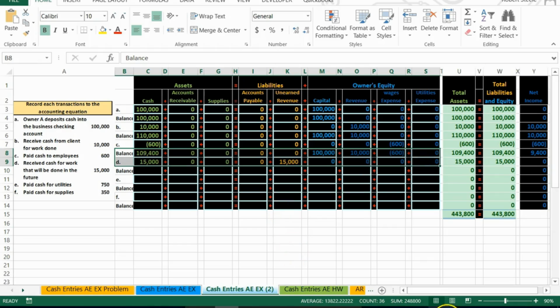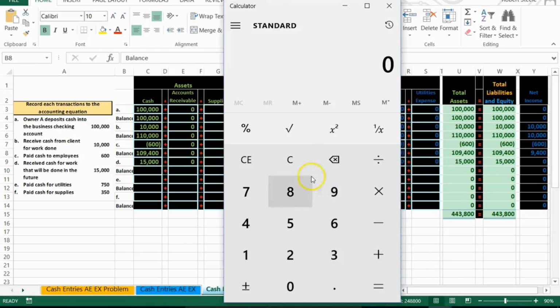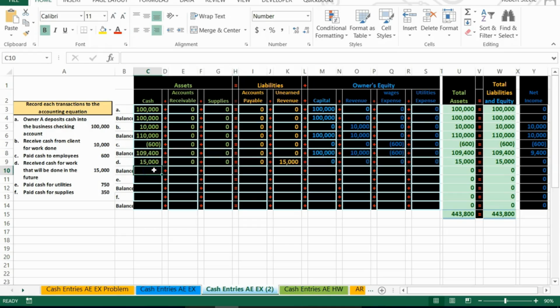Therefore, we're going to add those two up. If we were going to look at that in the calculator, of course, it would be the 109.4 plus the 15. We should get the 124.4. We're going to do that with a formula. So we're in cell C10. We're going to say this equals what's in cell C8 plus what's in cell C9. Then I'm going to select tab, tab.